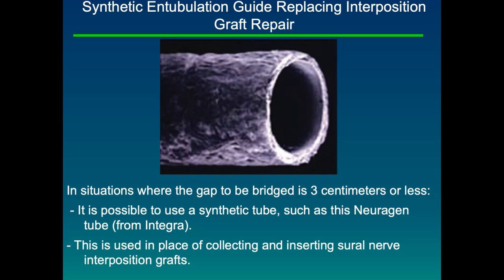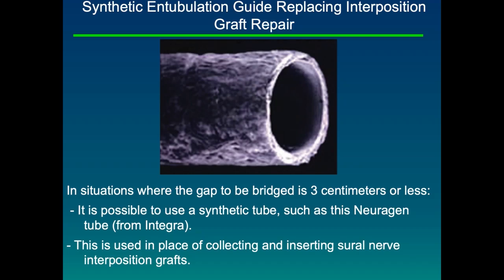So one of the important advances in peripheral nerve surgery is the use of intubulation guides for repair, that is, using this type of synthetic tube rather than using an autograft, though these can be used along with autograft. What's done here is to use sutures to tie the proximal stump to the tube at one end, and then similarly to secure the distal stump to the other end of the segment of tube.